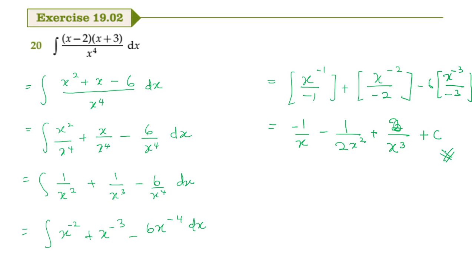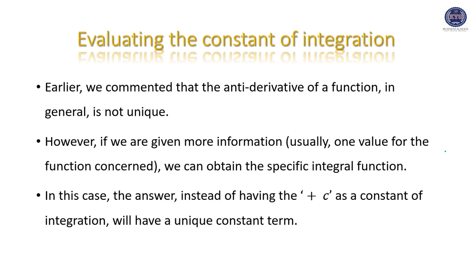Okay, that's it for our second subtopic. Next is evaluating the constant of integration. Now our job is to identify what is the real constant, what is the real value of our constant.